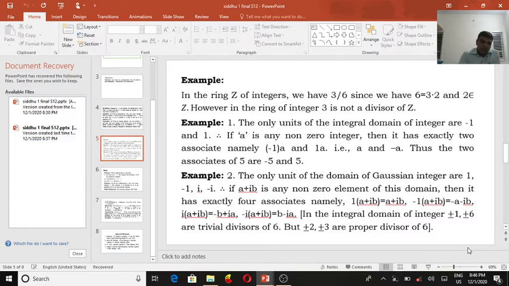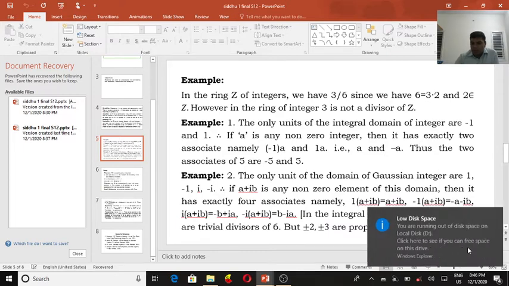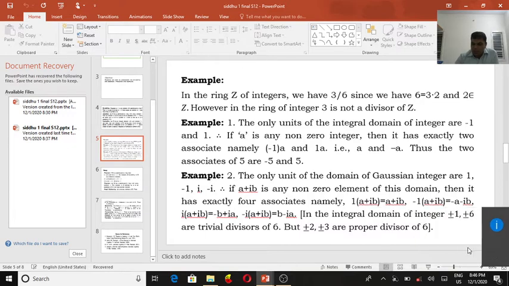Suppose we take a complex number. What's a complex number? A plus iB. Take any non-zero element of this domain. Then it has exactly 4 associates. Namely, A plus iB itself, multiplying by the element 1, we get the same A plus iB. Minus 1 times A plus iB is minus A minus iB.